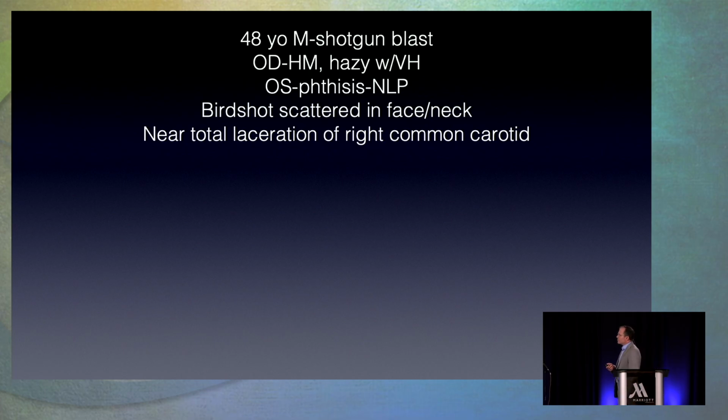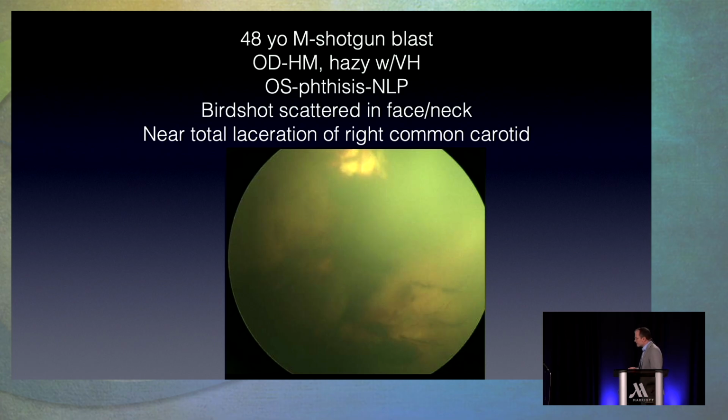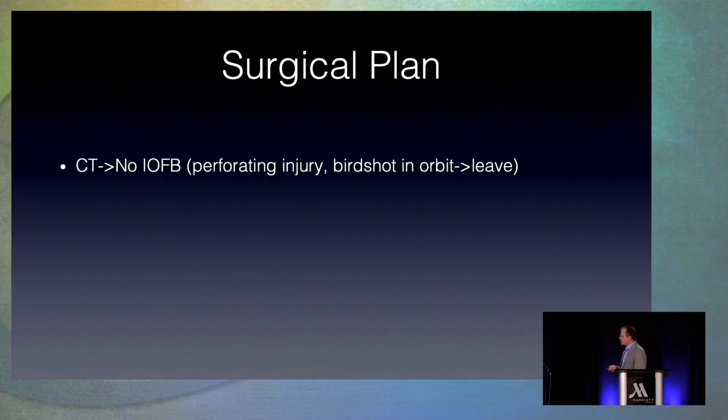His right eye was hand motion, very, very hazy with a vitreous hemorrhage. Left eye was enucleated, no light perception. He had birdshot scattered in his face and his neck. He almost died out in the field because he almost nearly totally lacerated his right common carotid. So this is really, really tough situation. So really not a good view looking inside. On CT, he didn't have an IOFB. He did have birdshot in the orbit, which we planned on leaving. Usually that's inert, so we did not want to muck around there.